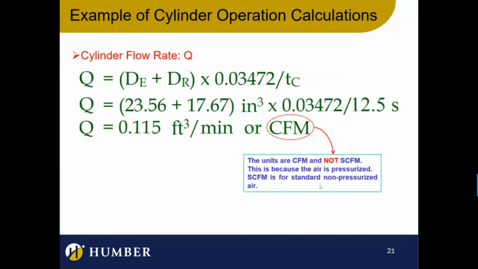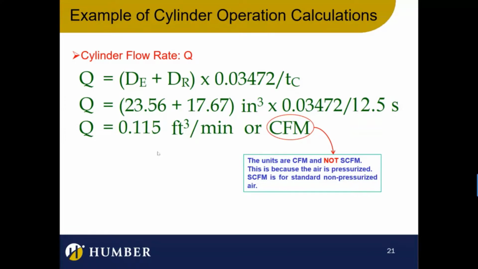Oh, you know what? There's a whole formula for that, isn't there? Yeah, just plug it in. Okay, good. So that was my displacement for extension. This is my displacement for retraction, because we know it extends and retracts. The unit for that is in cubic inches. This is my conversion factor, 12.5 seconds. Oh, this is tiny, 0.115 cubic feet per minute.